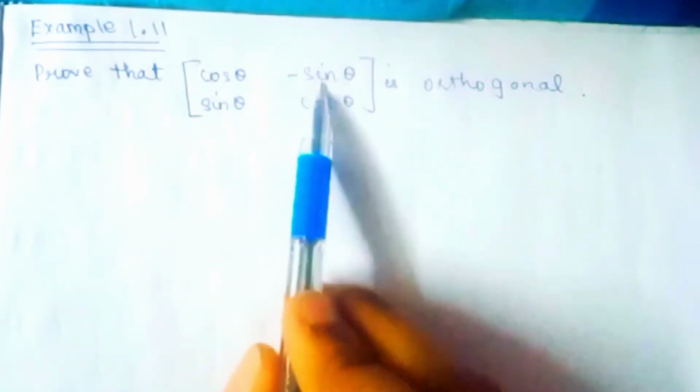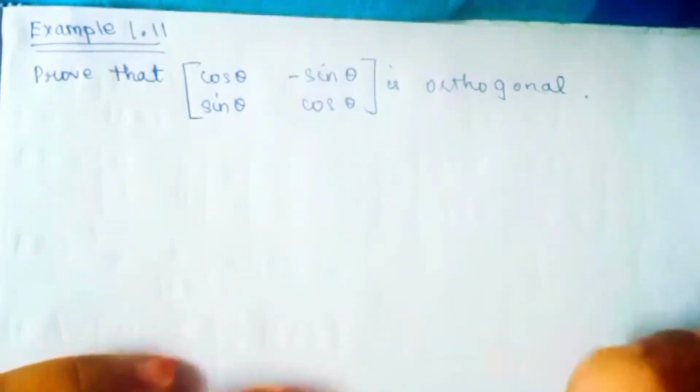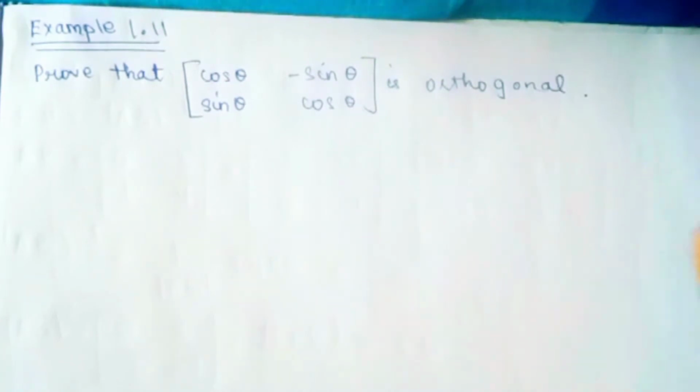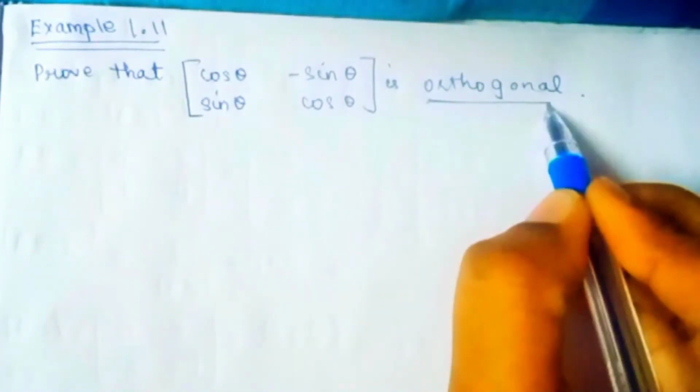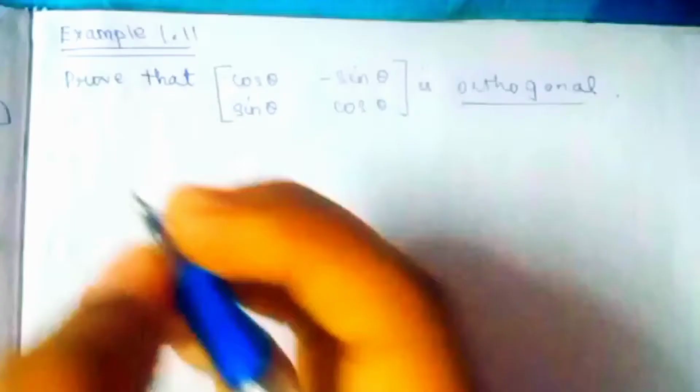Today I'm going to show you how to do example 1.11. The question is, prove that the matrix cos theta, minus sin theta, sin theta, cos theta is orthogonal. It is a very simple question. What you need to know is what orthogonal means.